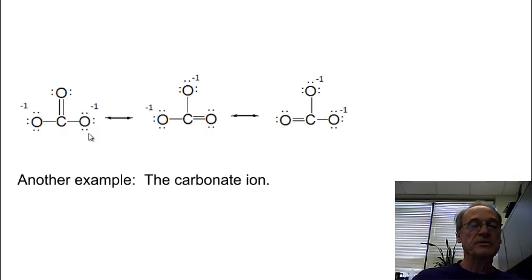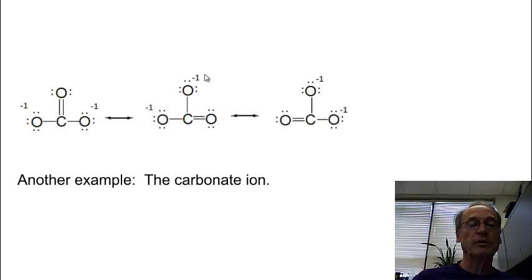Another example, this is the carbonate ion. Carbonate, if you remember from general chemistry, was CO3 with a -2. Well, this is a perfectly fine Lewis dot structure for carbonate. Notice that every atom has an octet. Every atom has its correct valence, except this oxygen has one more than it should, so it's got a -1 formal charge. This atom has one more than it should, so it has a -1 formal charge. So this is a fine Lewis dot structure.